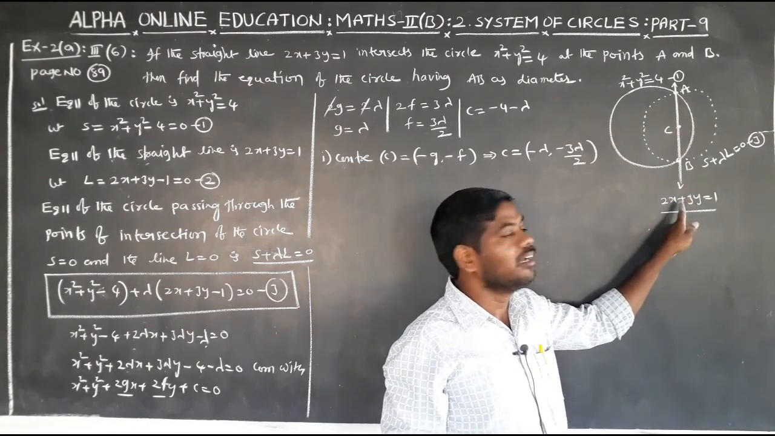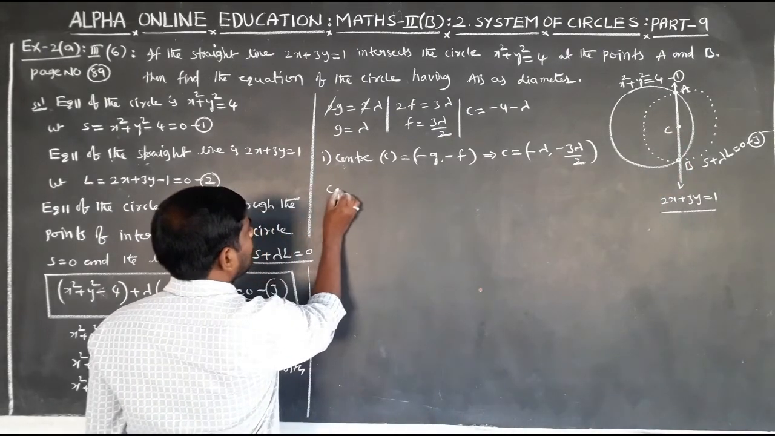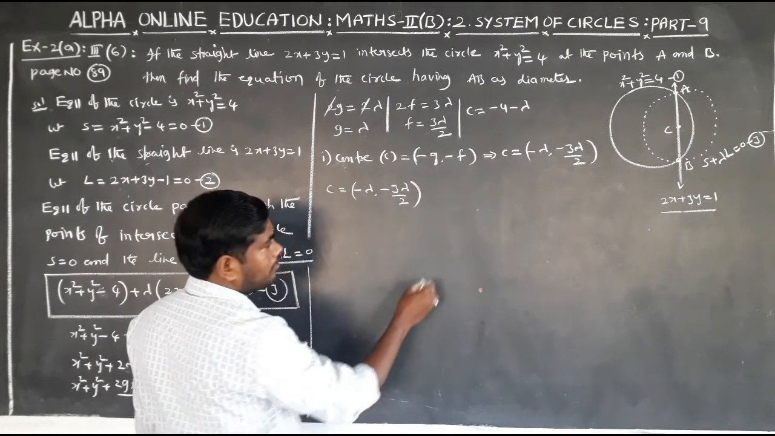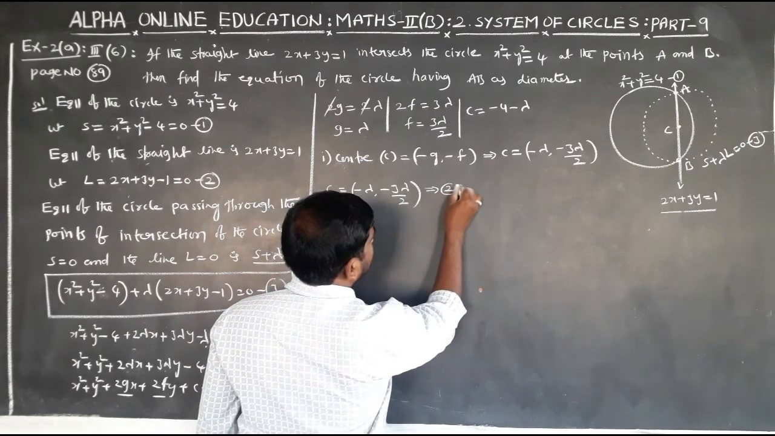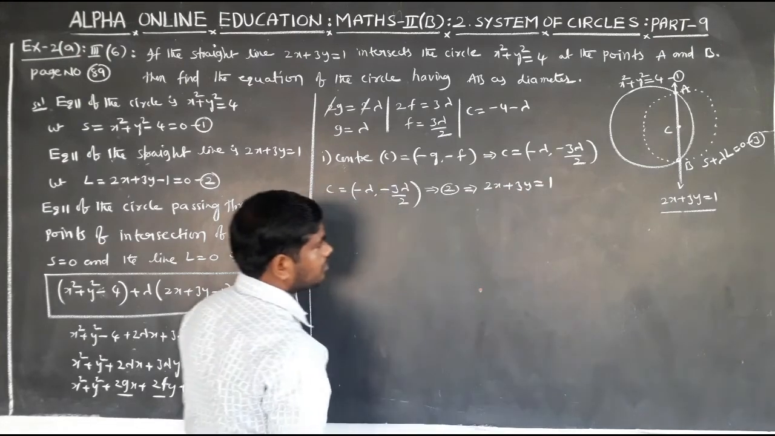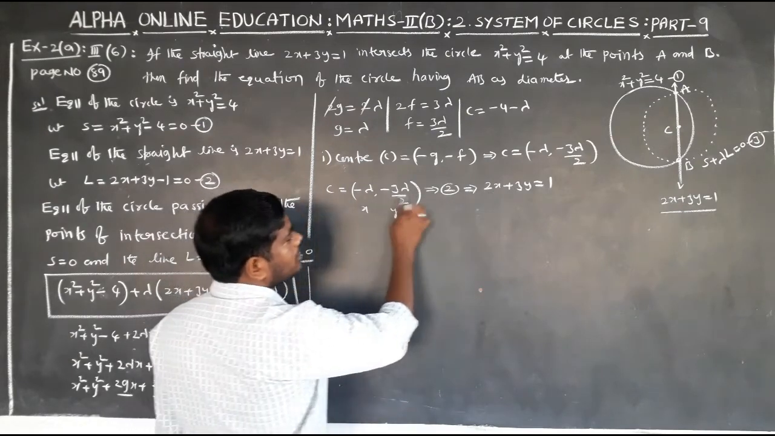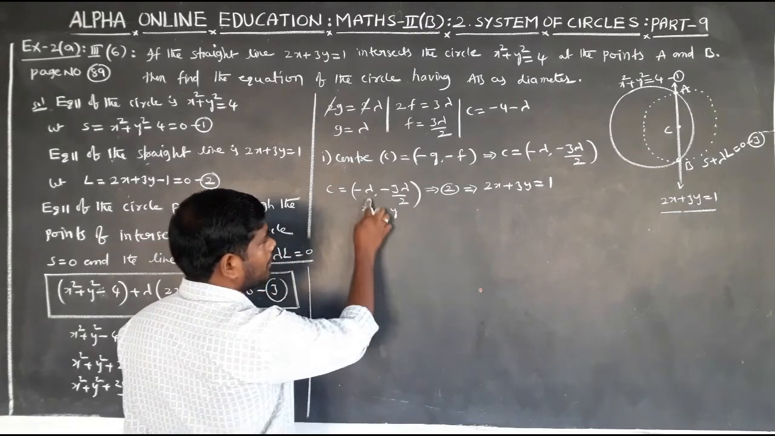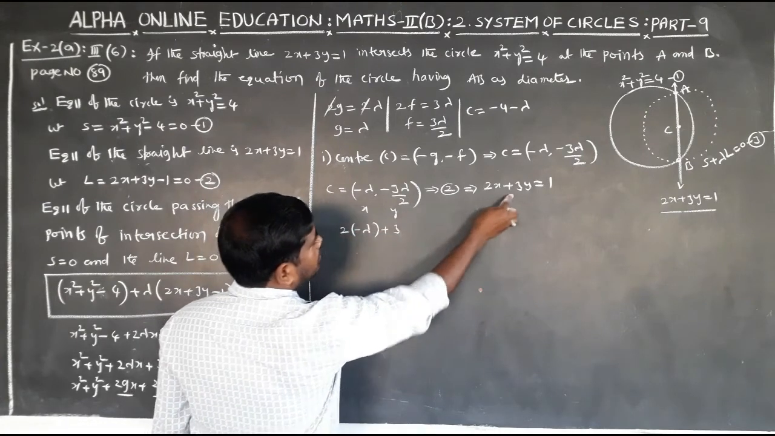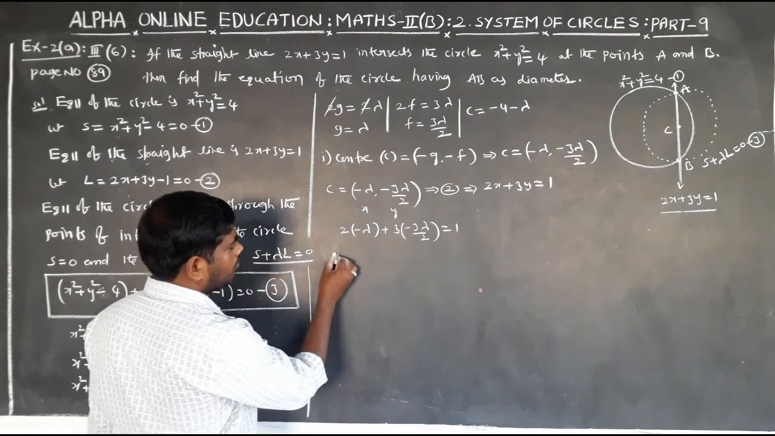The center of the third circle lies on the line. Here, substitute the center (−λ, −3λ/2) on the line 2x + 3y = 1. Substitute x = −λ and y = −3λ/2: 2 times (−λ) plus 3 times (−3λ/2) is equal to 1.